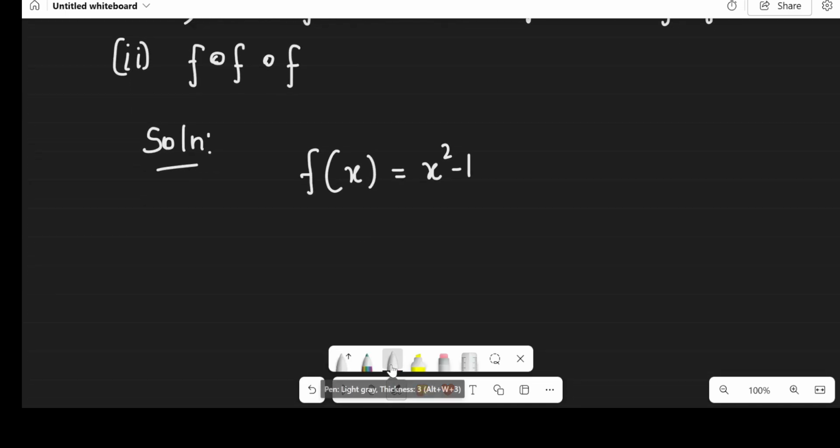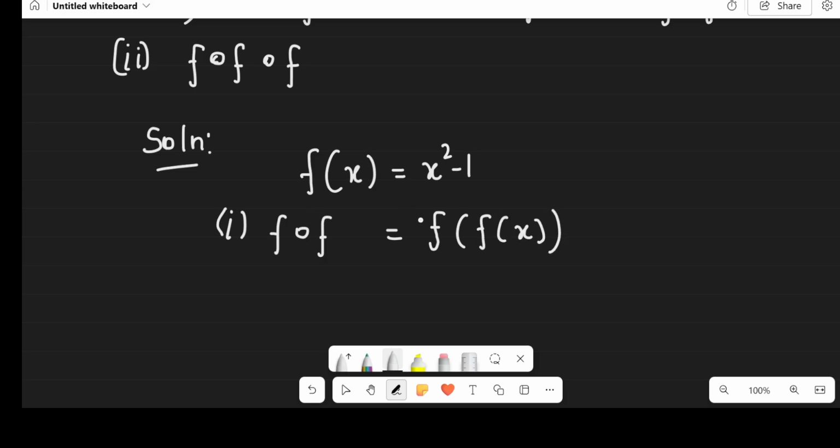So now we can find the solution for f of f. How we can expand this? We can write f of f as f of x. Okay, if you learn this basic concept of composition of functions, you can solve this problem. So if you haven't watched that video, go and watch that video first. After learning the concept, you can solve this problem.